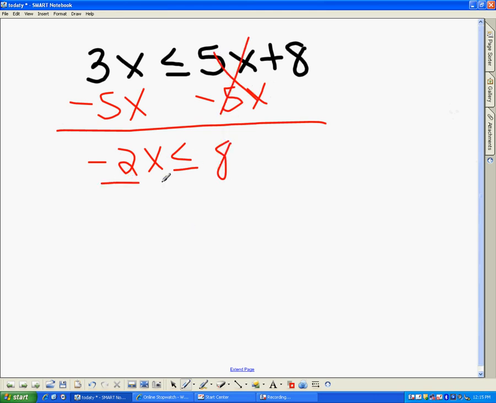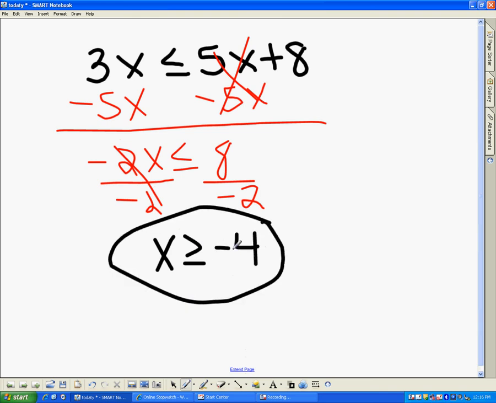Now I'm going to divide by negative 2 on both sides. This leaves me with x, but because I divided by a negative 2, I need to change the direction of my inequality, so x is greater than or equal to negative 4. So any value greater than or equal to negative 4 will work in this inequality.